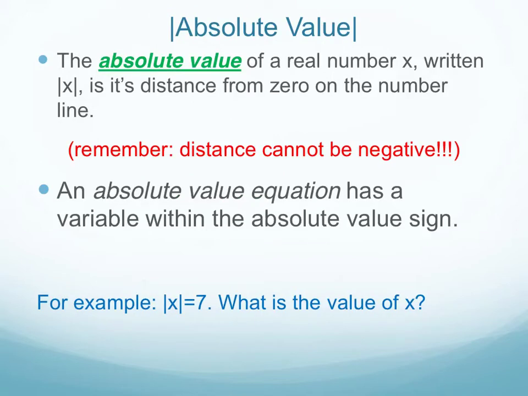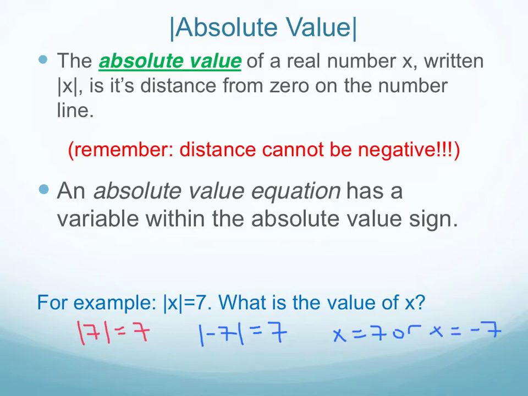Absolute value equations have variables within the absolute value signs. So here's one example, the absolute value of x equals 7. So whenever we take the absolute value of x, we get positive 7. Now there's multiple possibilities of what x could be. We could have positive 7, so the absolute value of positive 7 is 7. Or we could have taken the absolute value of negative 7, which still the absolute value is positive 7. So here x could be 7, or x could be negative 7.